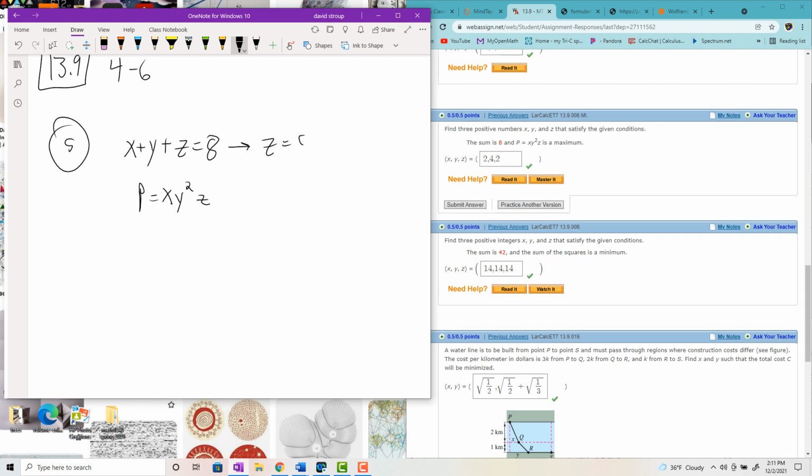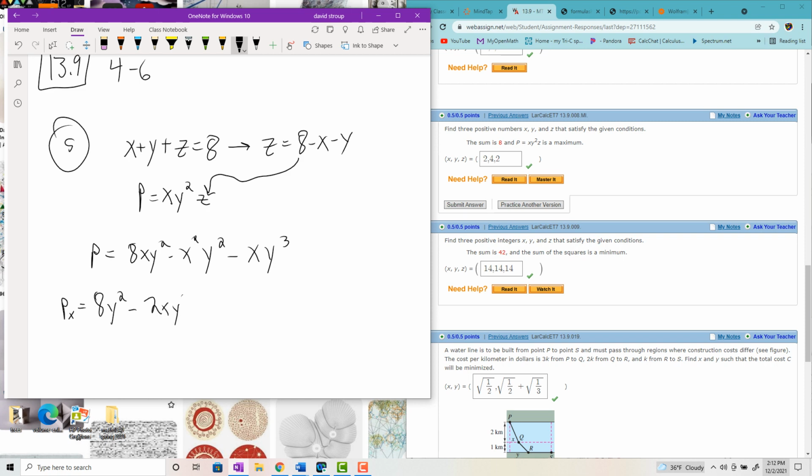So z is going to be equal to 8 minus x minus y. So I plug that into here and then get the partial derivatives, set each equal to 0, and find that point, and that will be your answer. Okay. So in this case, p then will equal 8xy squared minus x squared y squared minus xy cubed. So px is going to be 8y squared minus 2xy squared minus y cubed. Py is going to be 16xy minus 2x squared y minus 3xy squared.